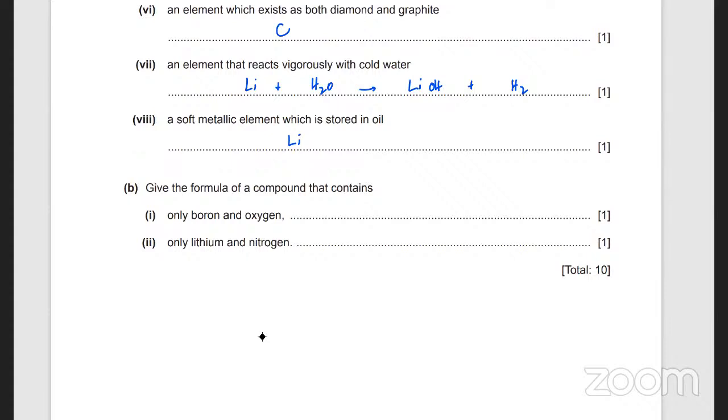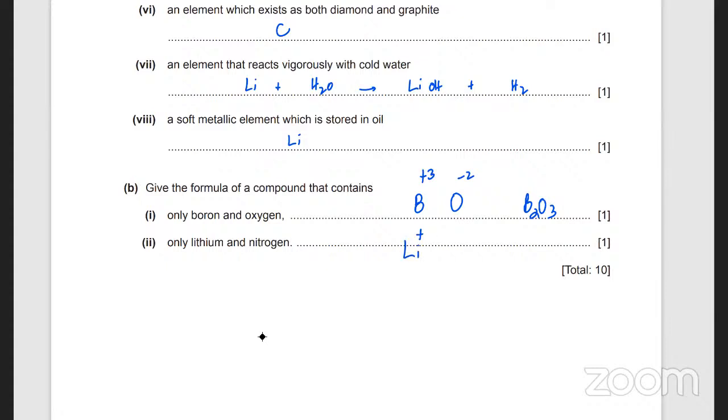अच्छा, boron and oxygen का compound. ठीक है, so boron is in group 3. So what is the charge in boron? Group 3 है ना, so what is the charge? It's B plus 3. And oxygen is group 6, so what is the minus charge? Minus 2. So what's the formula? B2O3.